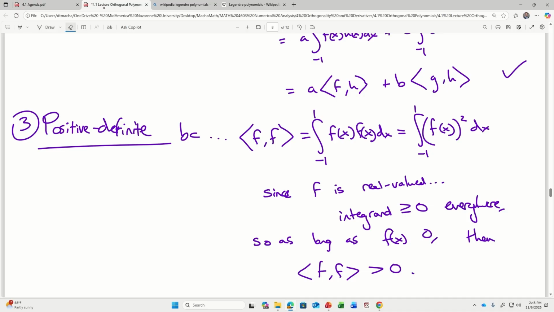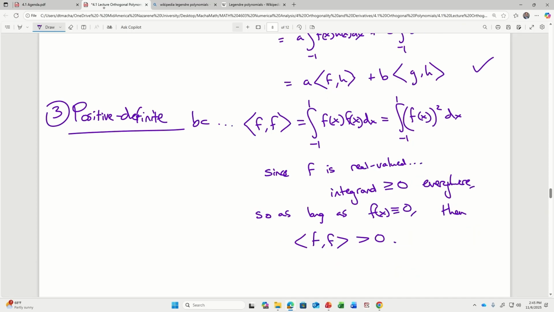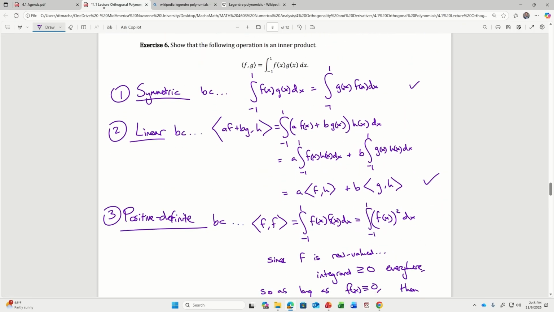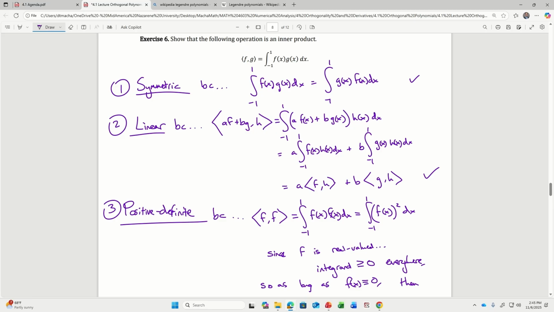As long as f of x is not the constant function 0, then this inner product of f with itself is greater than 0. And so we say that it's positive definite as an inner product. So don't overthink these. It's really not that hard. This type of question, I really just want you to say, listen, I remember the definition of an inner product means it's symmetric, linear, and positive definite. I know what those words mean, and I can demonstrate that I know what these words mean by writing them down and plugging them in. Okay?